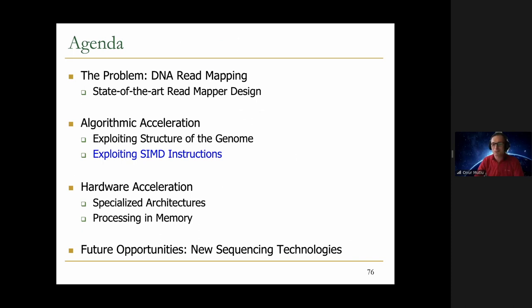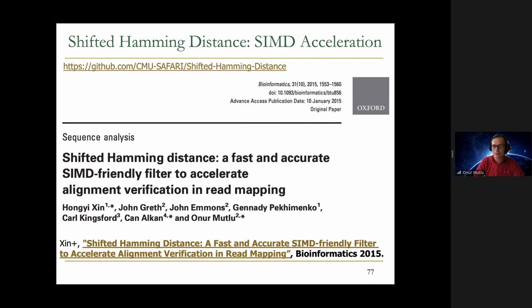This is really exploiting the structure of the human genome to design better software, let's say. But can we actually do that plus accelerate things to be much better? And the next thing we looked at was whether we could exploit SIMD instructions to improve the speed of the filtering that we do. And we call this a shifted Hamming distance. I'm going to quickly introduce the concept.